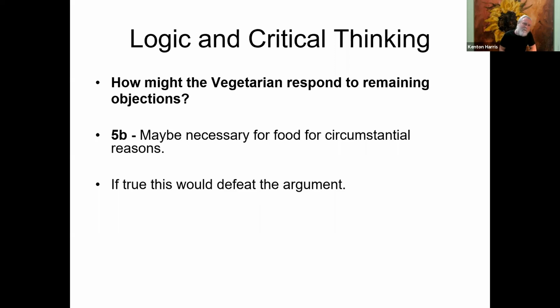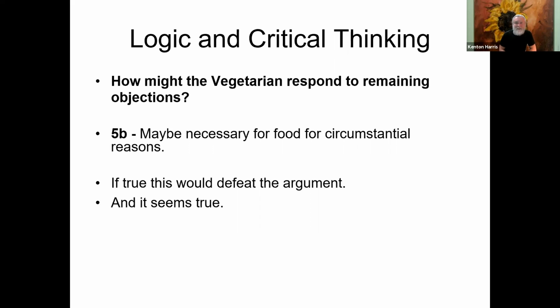But what about the claim for circumstantial reasons, right? Again, if that's true, it would defeat the vegetarian's argument. And here, I think it's a stronger objection because it does seem to be true. There have been and continues to be times and places where eating meat is the only form of human sustenance, or at least reliable human sustenance. And I don't just mean when your plane crashes in the Andes, but you figure before the age of refrigeration and long distance commerce, there were places in the world where you didn't have year-round access to reliable food.